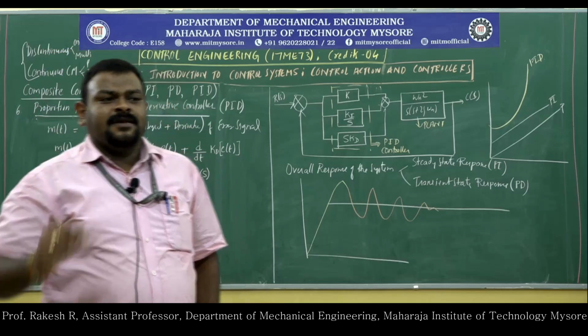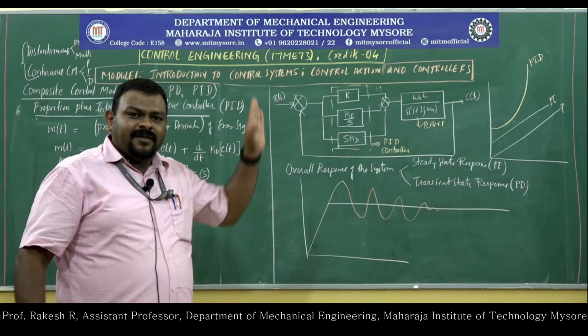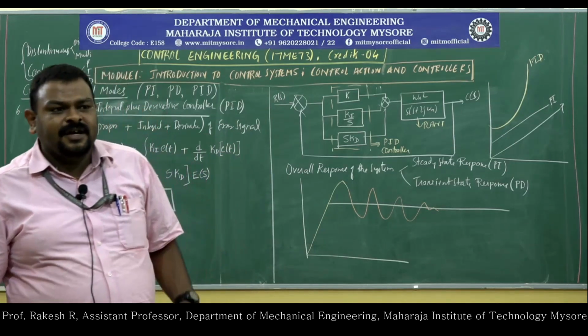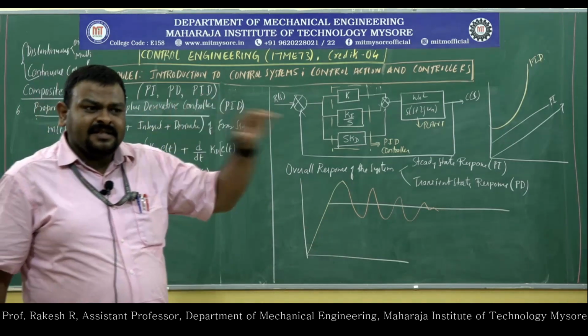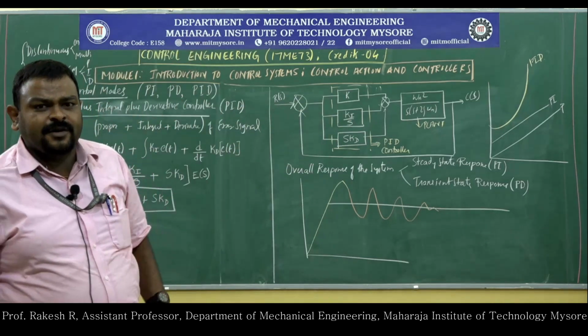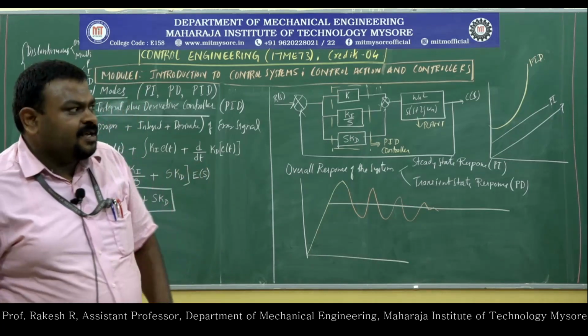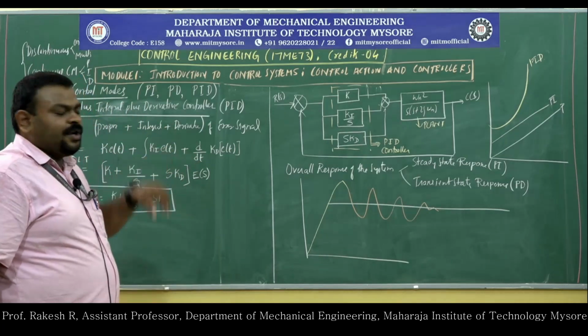Then the requirements of a control system, the ideal requirements of the control system. Then after that, we started with control action and controllers. In control action and controllers, the definition of control action, the definition of controllers, and the types of controllers, P, PI, PD, and PID. So this is about module 1.